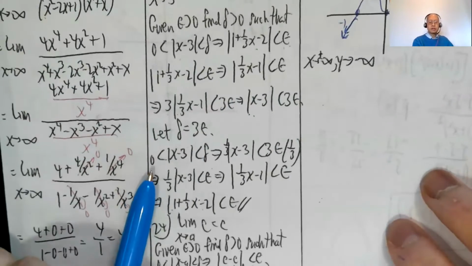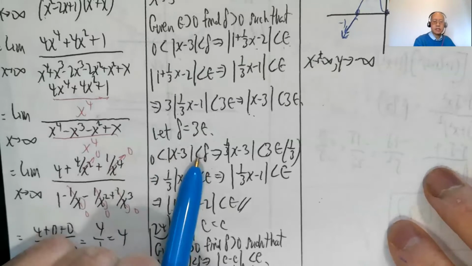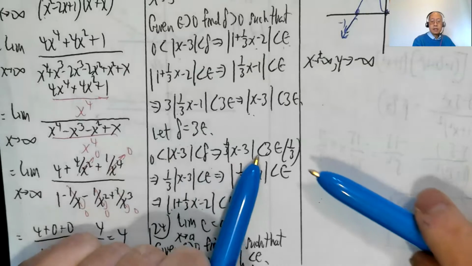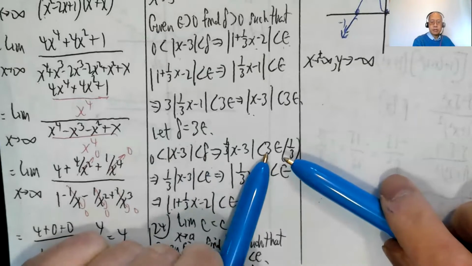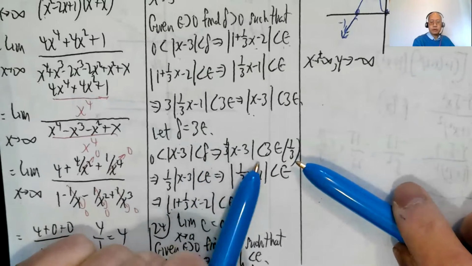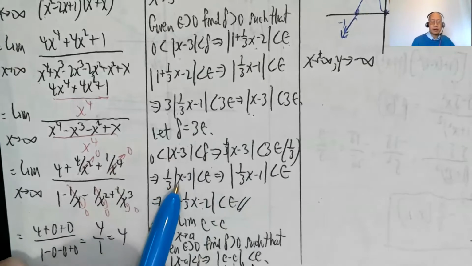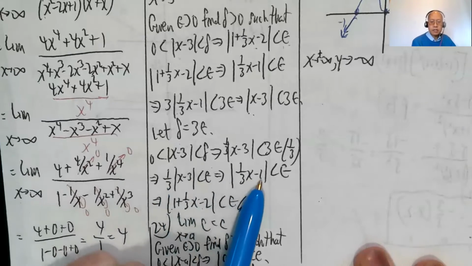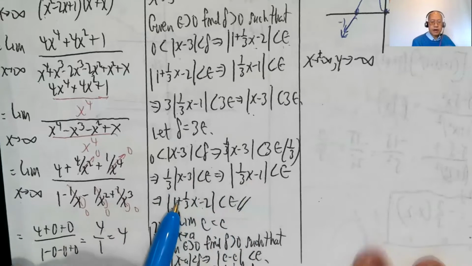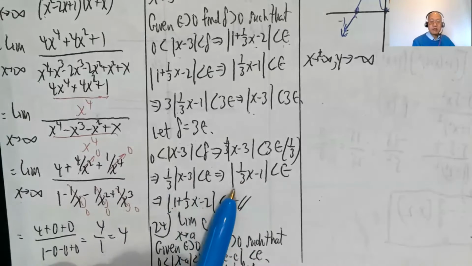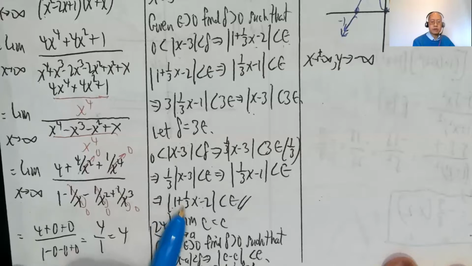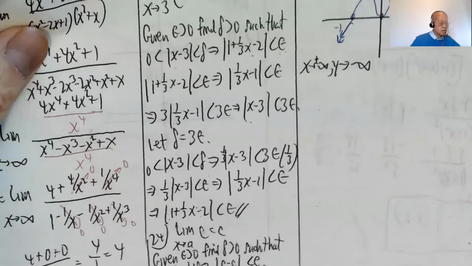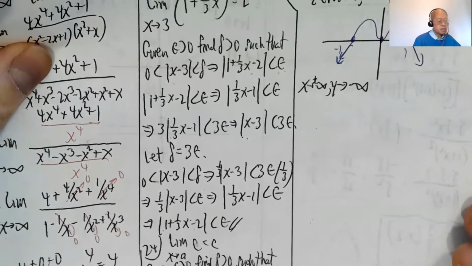Okay, then retrace our steps. 0 less than absolute value of x minus 3 less than delta implies, delta being 3 epsilon, change that to 3 epsilon, then multiply both sides by 1/3. So I have 1/3 absolute value of x minus 3 is less than epsilon. Distribute to 1/3 x minus 1 inside, and then rewrite this in this strange fashion just for the rules of the game. 1/3 x minus 1 is the same as 1 plus 1/3 x minus 2 is less than epsilon. Okay, and then let's see.